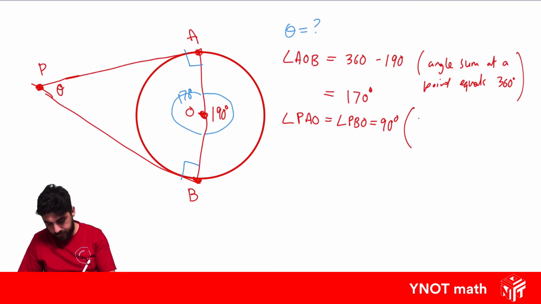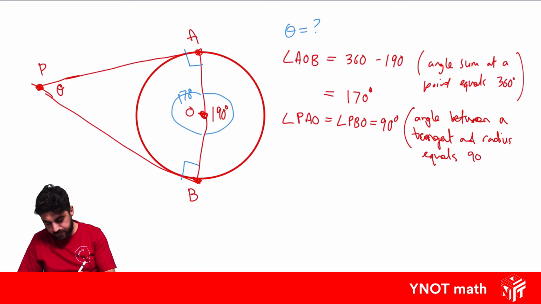Let's just write our reason. That angle between the tangent and radius equals 90 degrees.